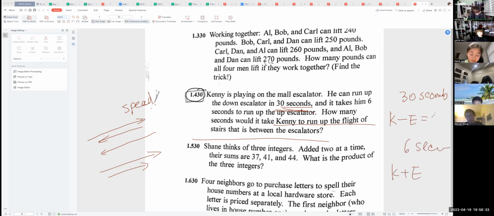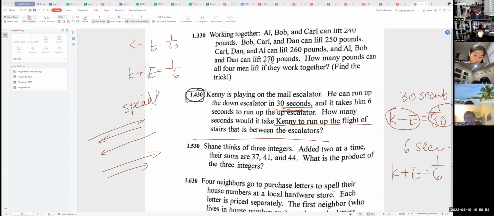那为什么减一减反而大呀？因为那是时间，是除出来的。Because it's 1 over. You need to do that because this is the time, right? So it's the speed. So you cannot directly just do equals to each other. So it's Kenny minus escalator equals 1 over 30. That's the speed. And Kenny plus E equals 1 over 6. Does it making sense to all of you? Correct? Yes. Okay, so that's why I want to know the Kenny speed.